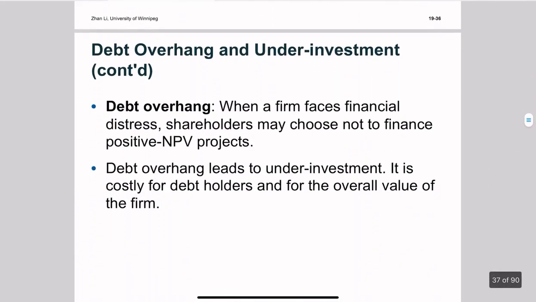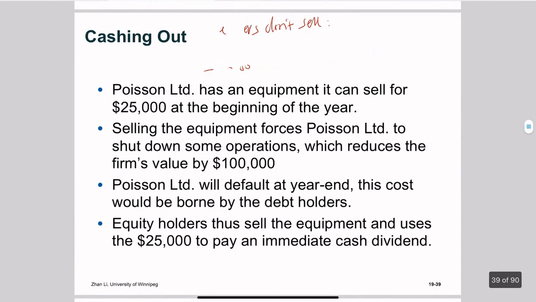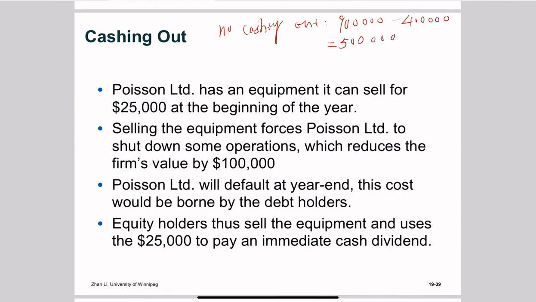Okay, great. Now let's look at cashing out. So you can see here, first, there's no cashing out. So if the shareholders don't do this cashing out behavior, then their value would be 900,000. That is the firm's end of year value minus the amount of debt. So their payoff would be $500,000 if they decided to cash out.